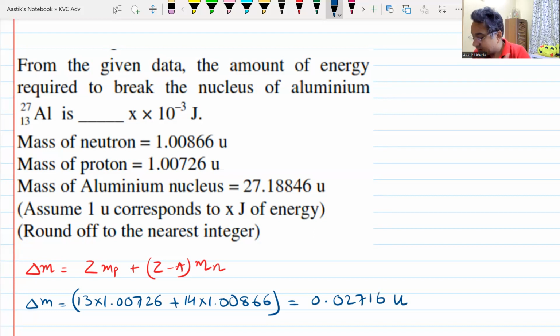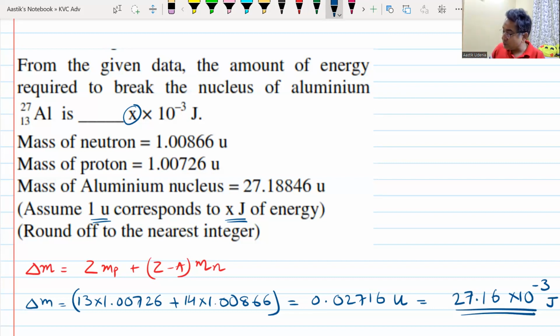0.02716 atomic mass unit. Now, it is given that 1 AMU corresponds to x joules of energy. So how much energy will this correspond to? You have to put 10 raised to the power minus 3. So x multiplied by this, that will be equal to 27.16 into 10 raised to the power minus 3 joules. 1 AMU corresponds to x joules, so the answer would be 27.16. Do we understand how this is done?